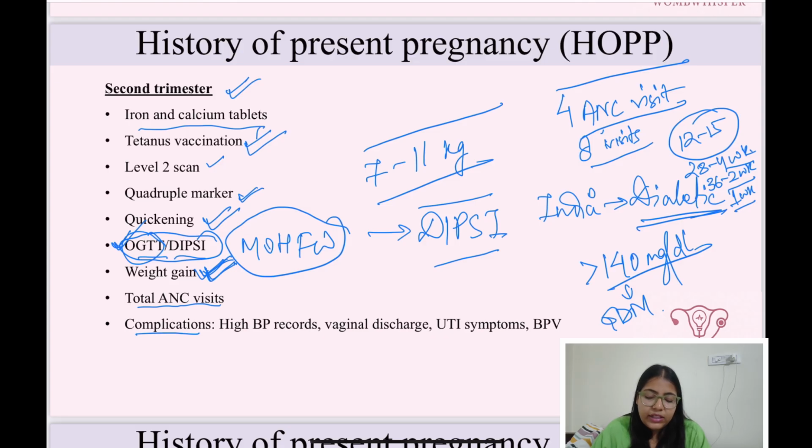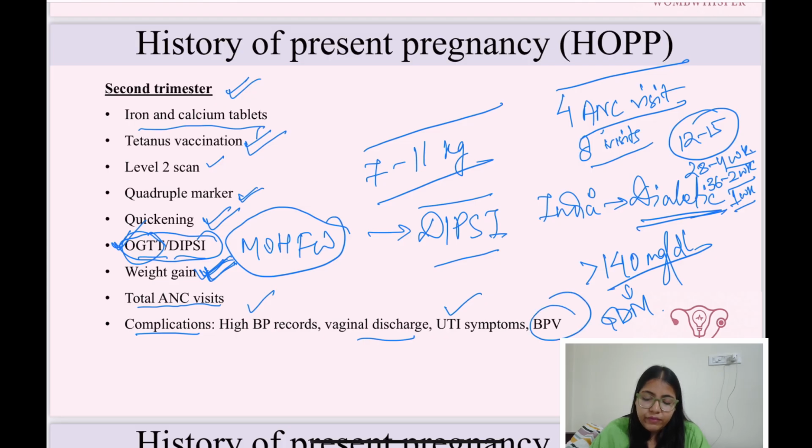And you should ask about any complications in pregnancy, like preeclampsia, gestational diabetes mellitus, nutrition, physiological anemia. All these are common in the 2nd trimester. So you should ask if she had any high BP records during the last ANC visits, or any vaginal discharge, UTI symptoms or bleeding PV.